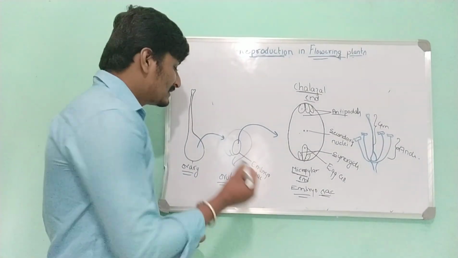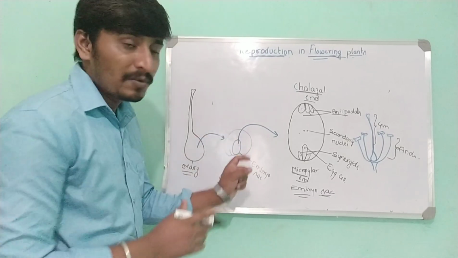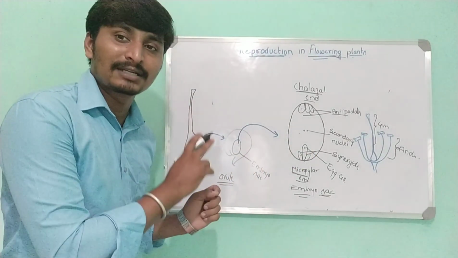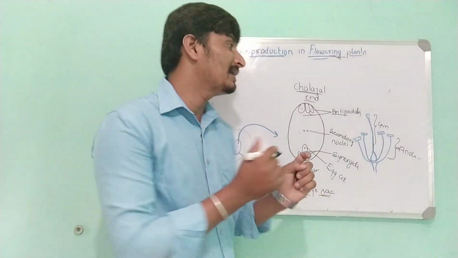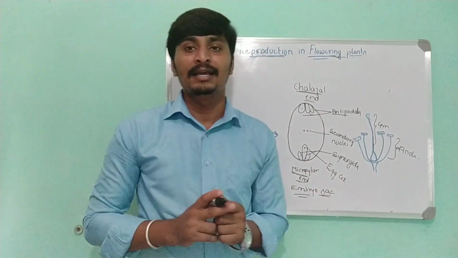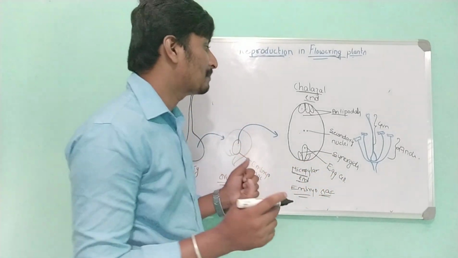Okay, inside the ovary is an ovule. Inside the ovule is an embryo sac. The embryo sac has two ends, namely the chalazal end and the micropylar end.